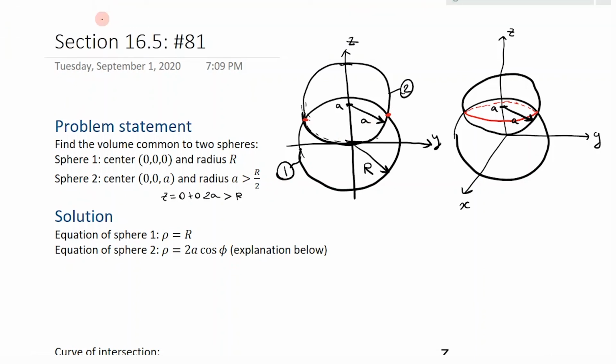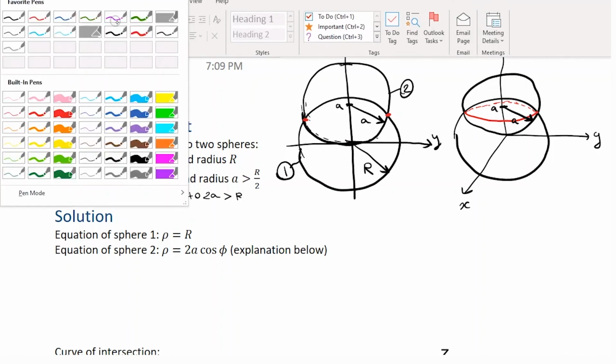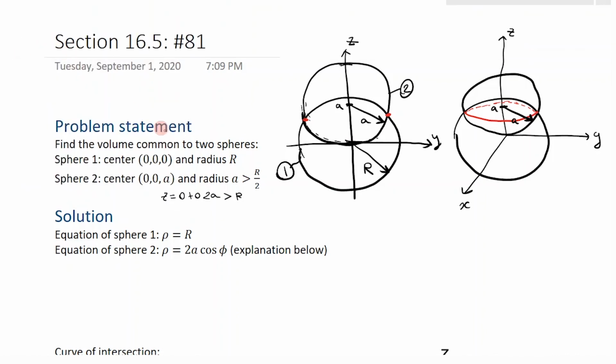So let's see. What we're trying to find is the volume that I'm going to show in gray. It's this volume, like this, and like this. And if you look on the trace, a cross section of this situation, what we're looking for is this.